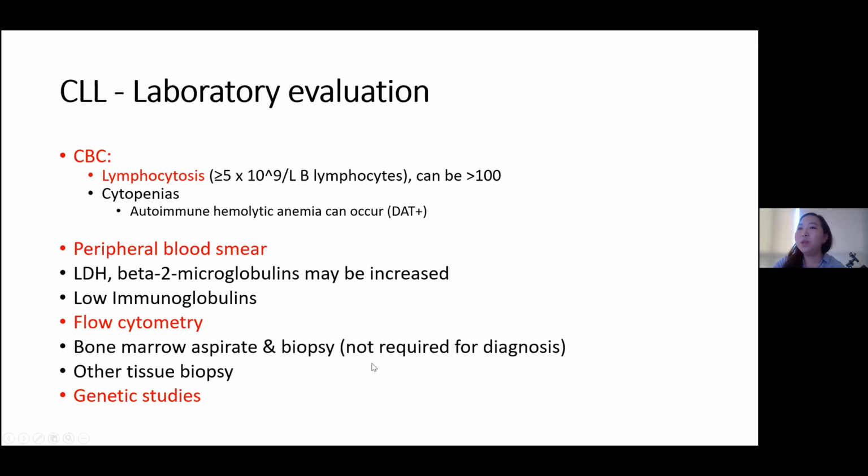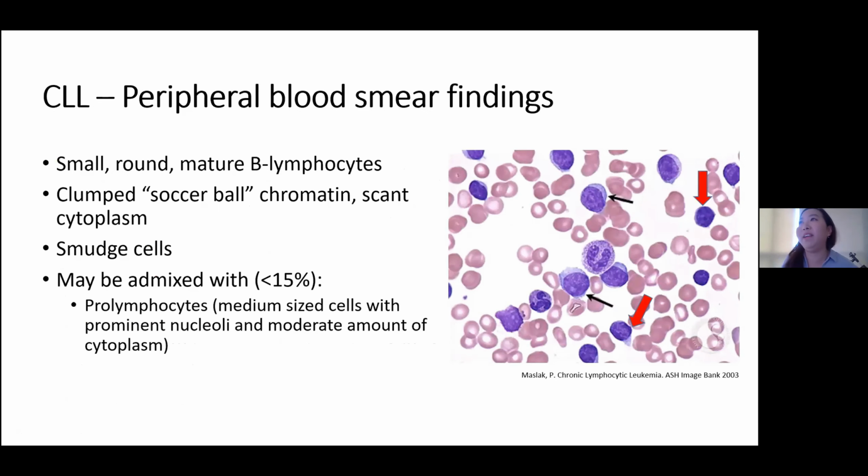Bone marrow biopsy is usually not required for diagnosis because we can make the diagnosis with peripheral blood smear and flow cytometry of the blood, but it may be done before beginning treatment as a baseline and to see how heavily involved the bone marrow is. And sometimes they do other tissue biopsy if there's any tissue involvement or enlarged lymph nodes. And genetic studies in CLL is important for prognostication, as we'll talk about a bit more later. So we talk about this mostly while we go through the slides.